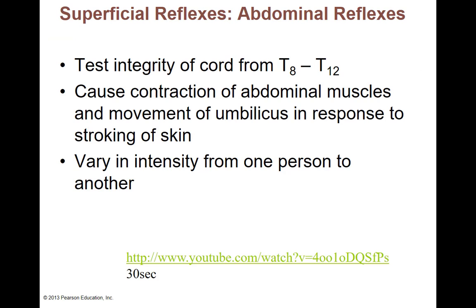Again, you can try that at home. Those are all superficial. And in theory, you shouldn't have any spinal cord damage that I know of. You should be able to see your muscles contract as they go in.